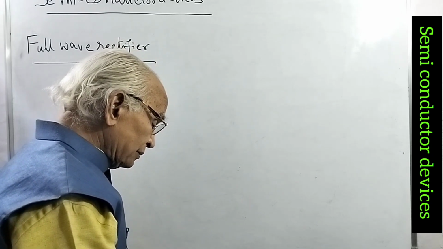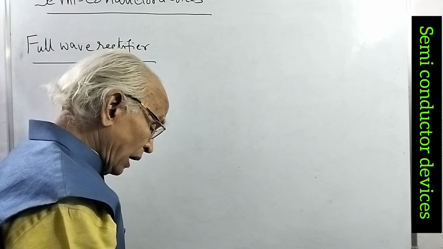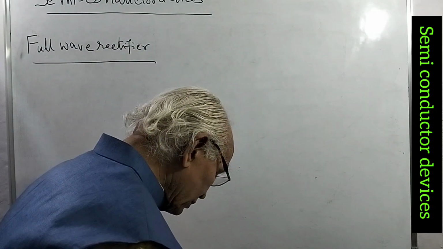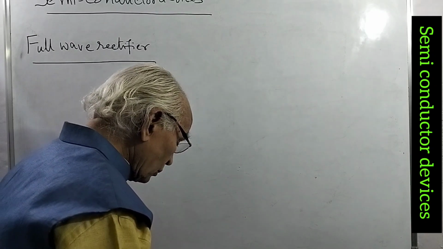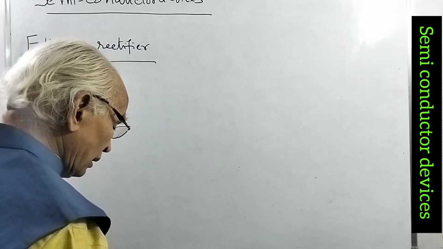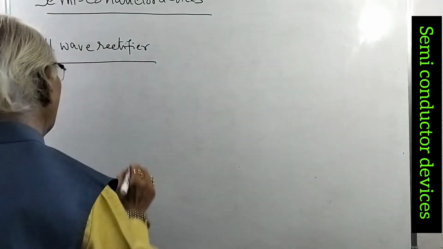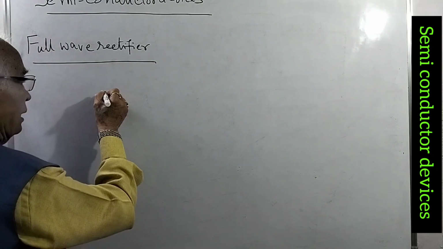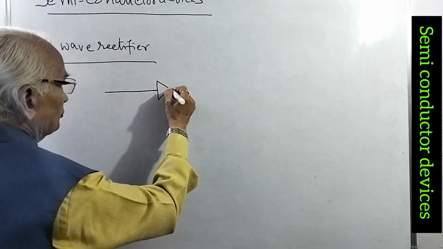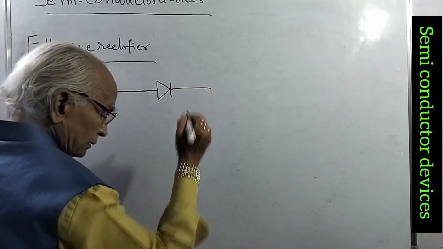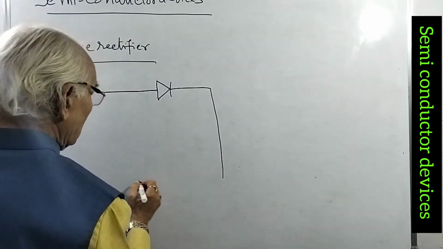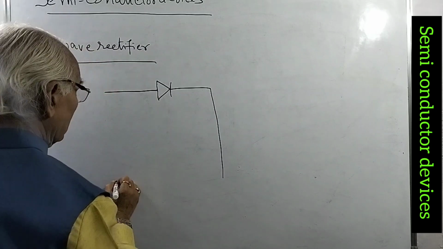So we have to understand how this happens, how the full wave rectifier works. We have to connect, say, two diodes. So the full wave rectifier is where I connect a PN junction diode here like this, and here also I connect one diode.